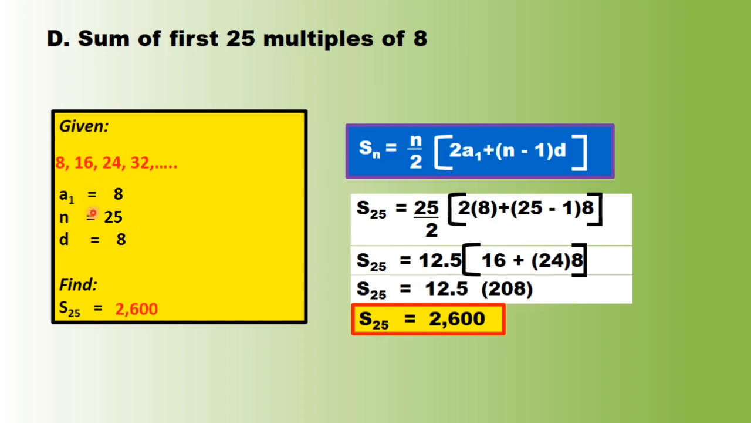Then, plug in these values in this formula. Number of terms is 25. 2a sub 1, where a sub 1 is 8, number of terms 25 and common difference is 8. Solving for S sub 25 is equal to 2,600.